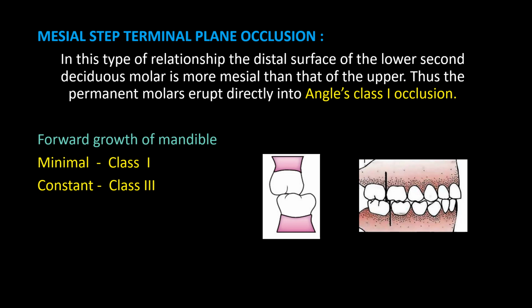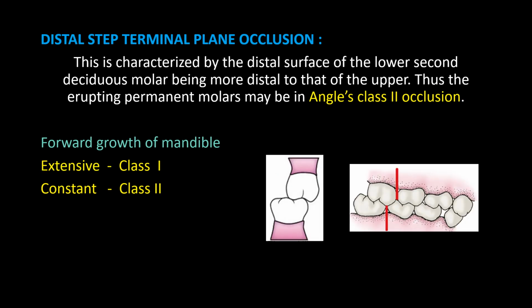Mesial step terminal plane occlusion. In this type of relationship, the distal surface of the lower second deciduous molar is more mesial than that of the upper. Thus the permanent molars erupt directly into Angle's class I occlusion. Forward growth of mandible: if it is minimal, it becomes class 1 occlusion. If it is constant, it becomes class 3 occlusion.